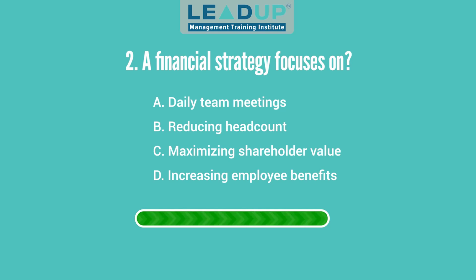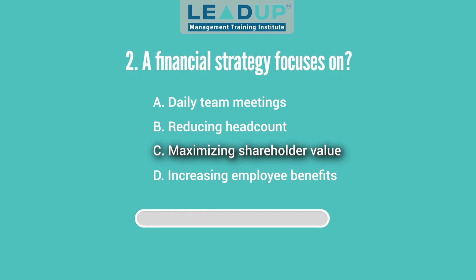Question 2. A financial strategy focuses on A. Daily team meetings, B. Reducing headcount, C. Maximizing shareholder value, and D. Increasing employee benefits. The answer is maximizing shareholder value.